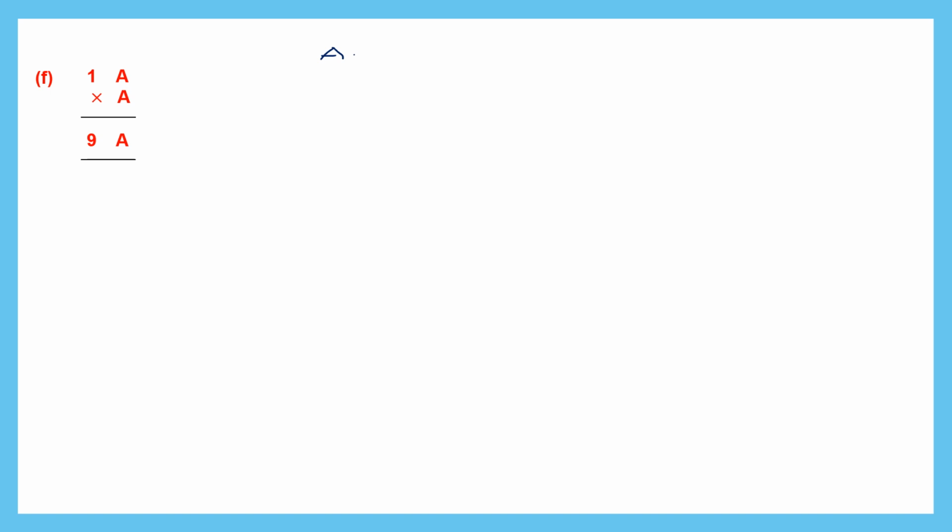So if A is equal to 0, here we have 1A into A should give us 9A. So let's put 0 in the place of A. So 1A means 1, 0, into A is 0, 9A, 9 and 0. Now this is 10. 10 into 0 will not give us 90. That means A cannot be 0. So we rule out A being 0.